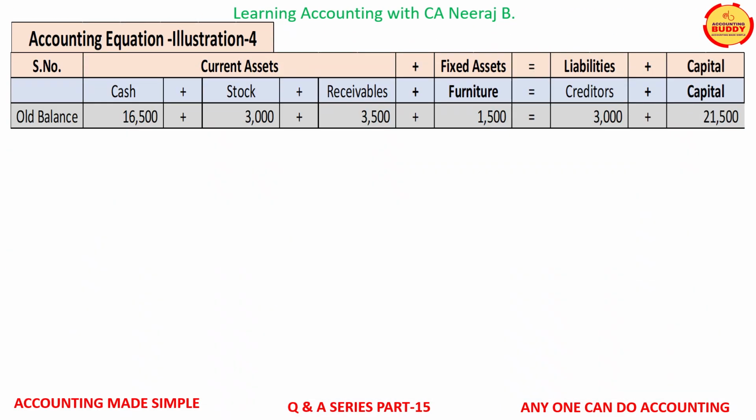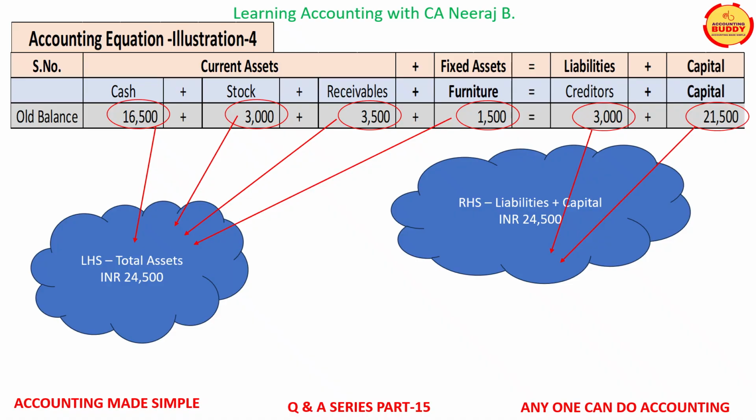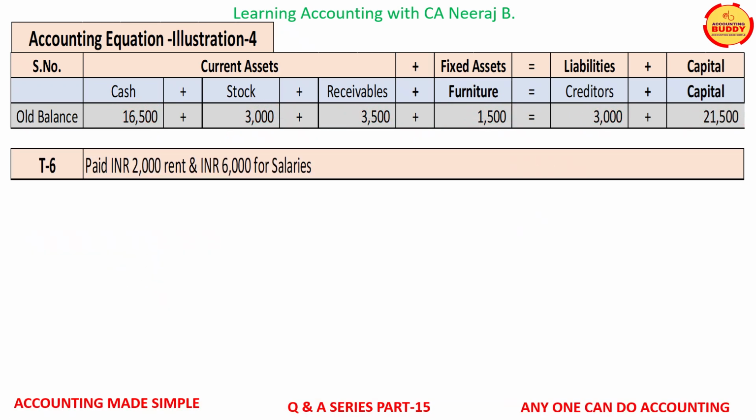Old balances of accounting equation carried forward from the previous slide are displayed on your screens. Left hand side of the accounting equation represents the total assets of the business amounting to INR 24,500, while the right hand side of the equation has got 3,000 of liabilities and 21,000 of capital totaling to INR 24,500. Transaction T6 is on your screens.